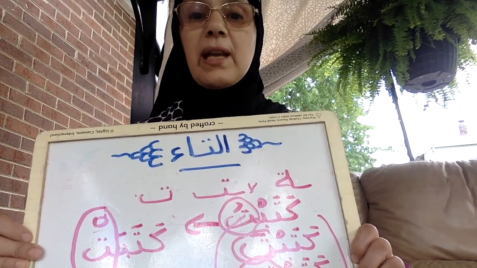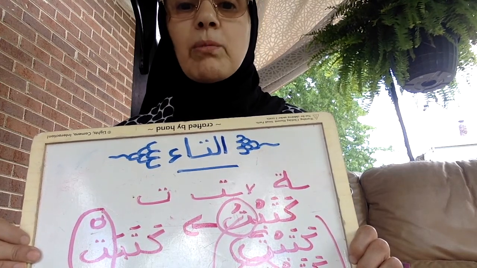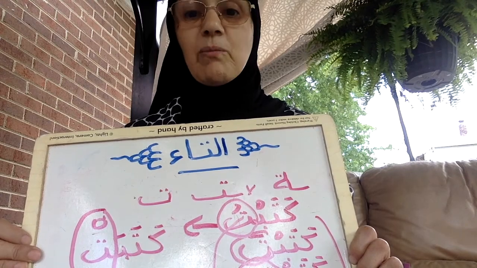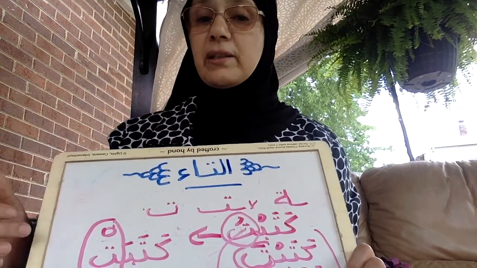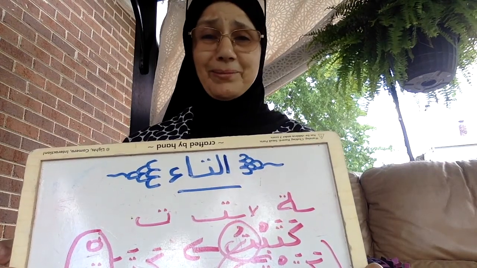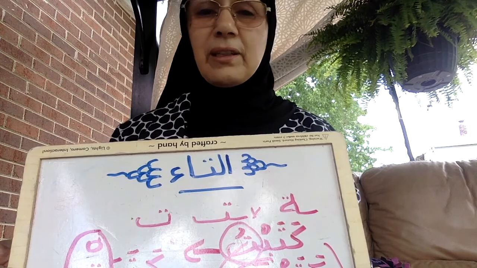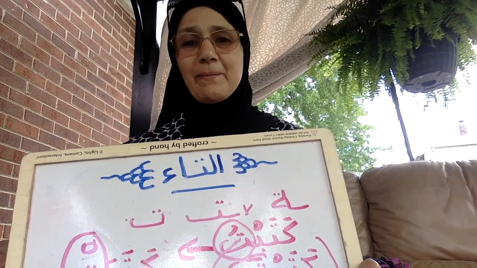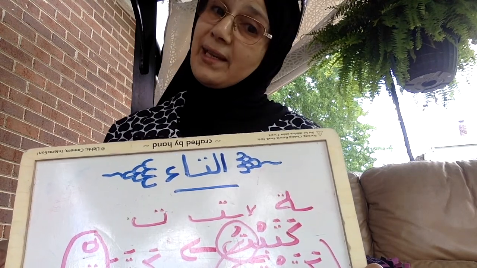That's why we call it تاء التأنيث. التأنيث means مؤنث, and مؤنث means female. So تاء التأنيث الساكنة. التأنيث is always ساكنة and never has حركة. Never can التأنيث be متحركة. Never, never, never, ever. But المتحركة can never be ساكنة.